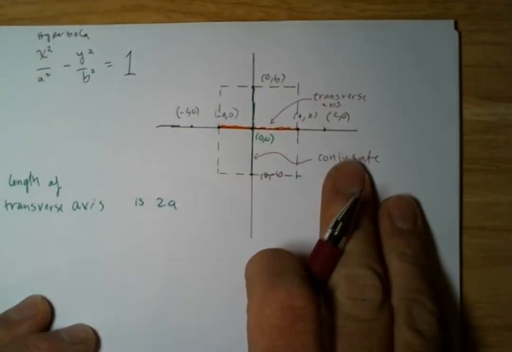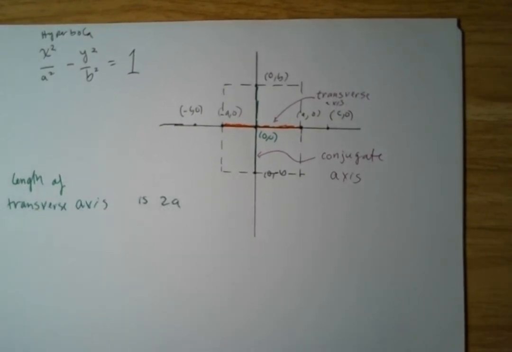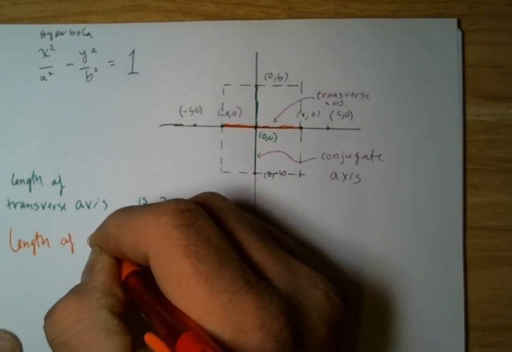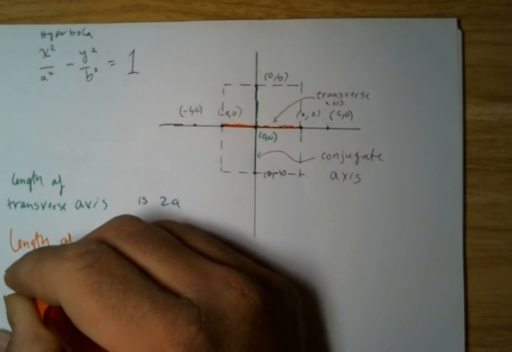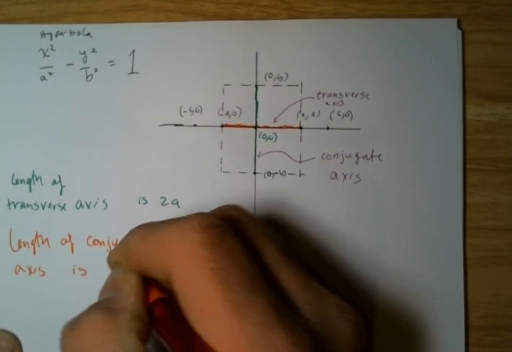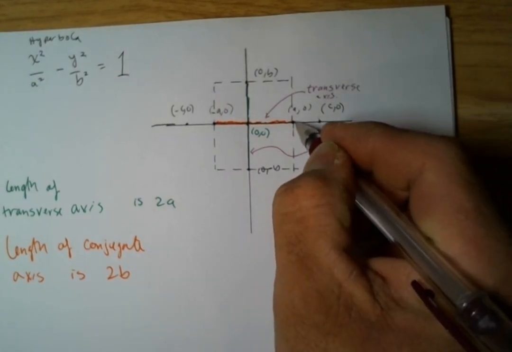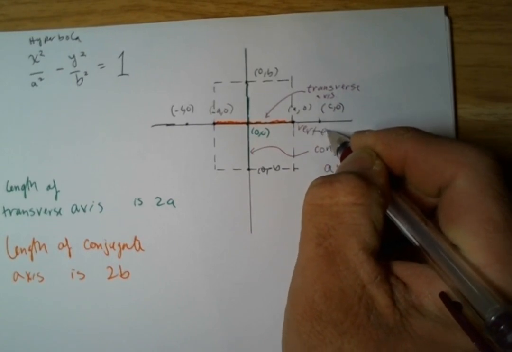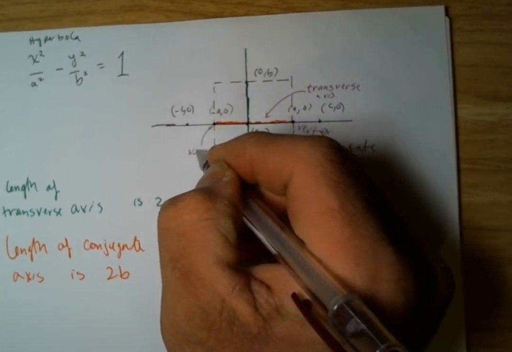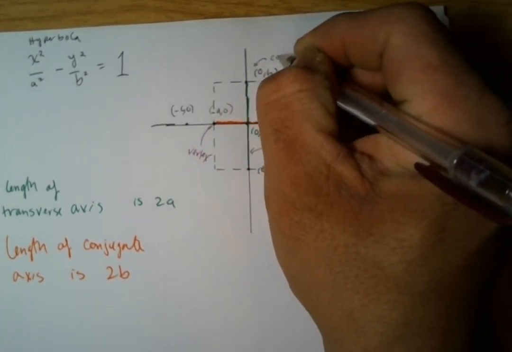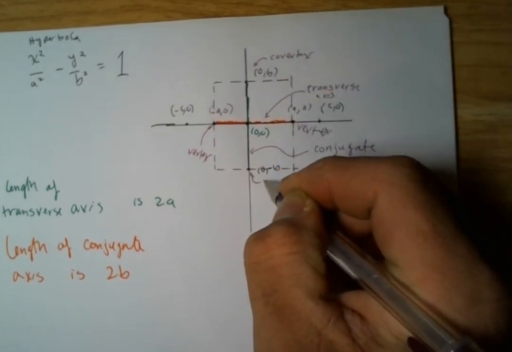Alright, so we have our transverse axis and our conjugate axis. And again here the length of the conjugate axis is 2b. And here we see the coordinates. These are the vertices, the ones right here. Here's a vertex, here's a vertex. And then the co-vertices are here.